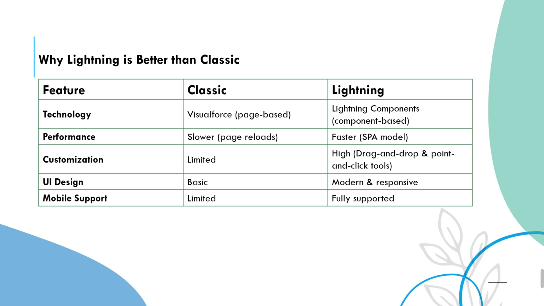When it comes to the technologies they have used, Classic uses Visualforce pages, and Lightning is Lightning Web Component based. Performance is slow in Classic because it's page based. Page based means if I click on one button, the whole page will get reloaded. But Lightning is faster because it's component based. If I need something, only that component will get reloaded, and the other components remain the same.